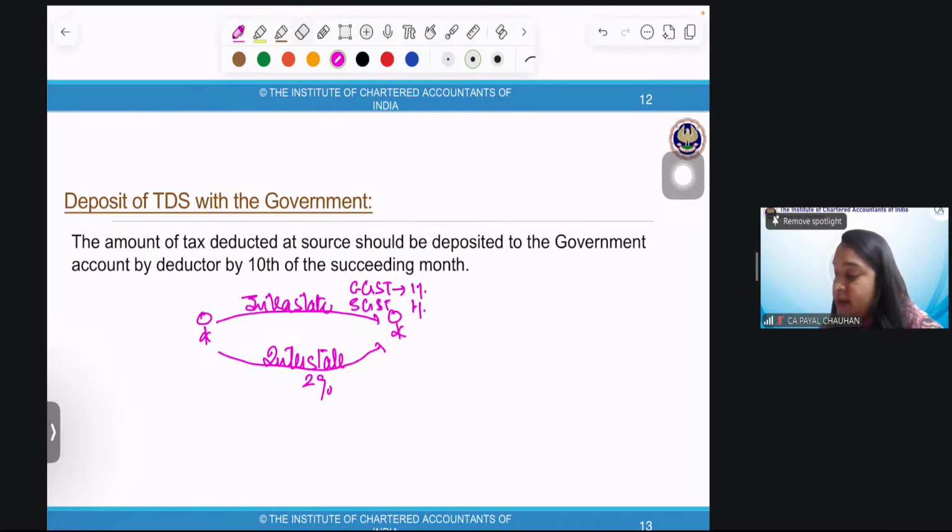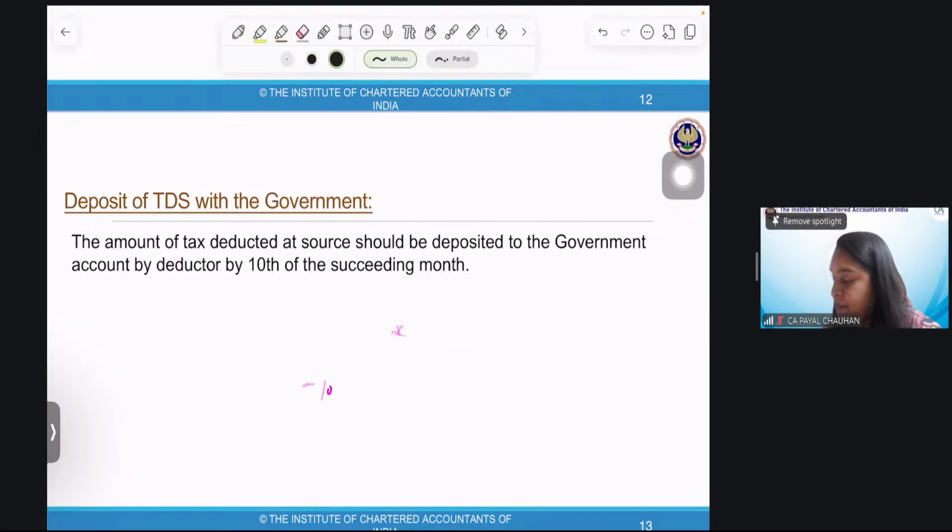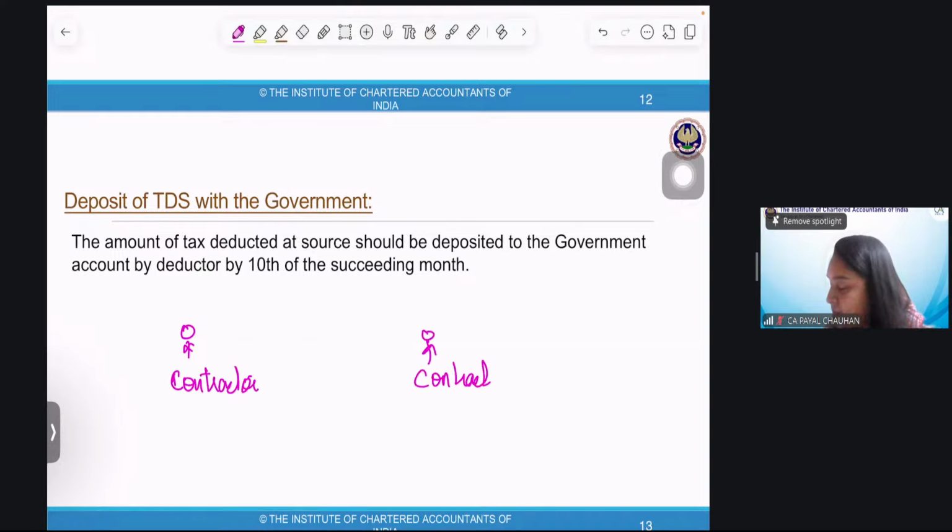Now, let me do this, like what it says. See, you are the contractor and I'm the contractee. I deducted the TDS. Now tell me, will I keep it in my pocket or do I have to remit it to the government? Tell me. I need to remit it to the government, right?